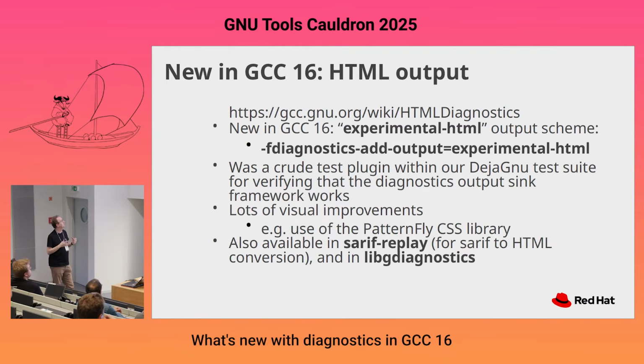And I made a bunch of improvements. I've been using this CSS library called PatternFly to make it look pretty. Also, this HTML output functionality is available in sarif-replay. So that turns sarif-replay into a SARIF-to-HTML converter, as a nice view, which gives you a much richer view in some ways of what's in the SARIF file. And also libgdiagnostics. So if you have a script, like a Python script, that is using that to generate diagnostics, we can now generate HTML rather than text on standard error.